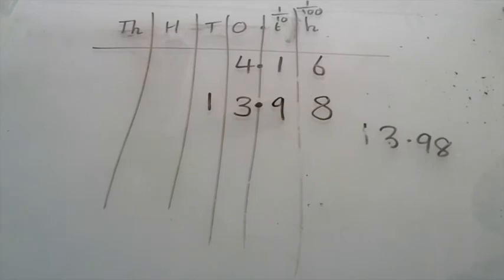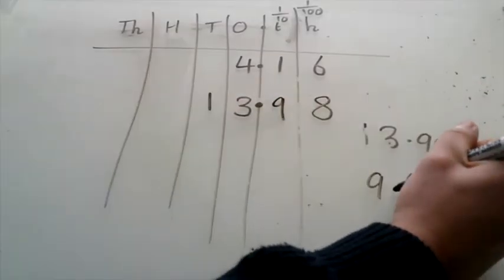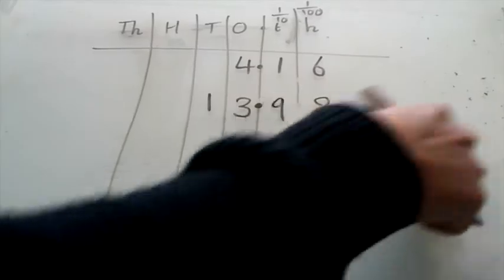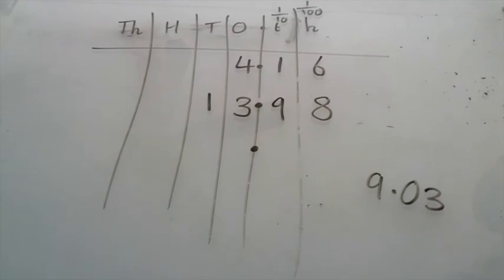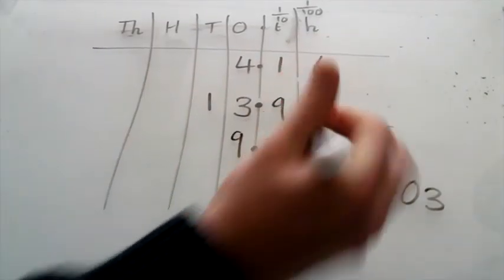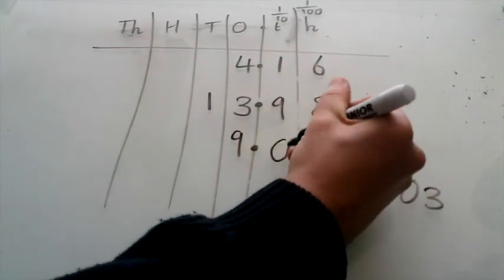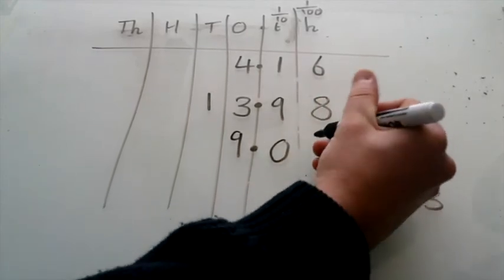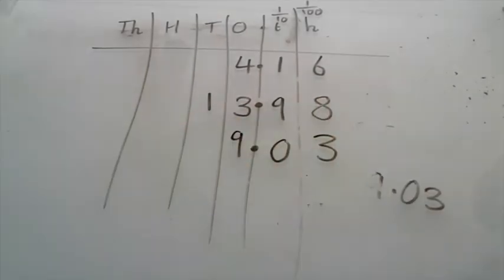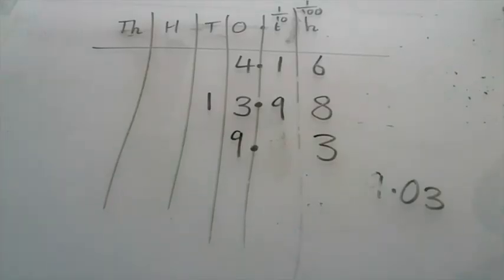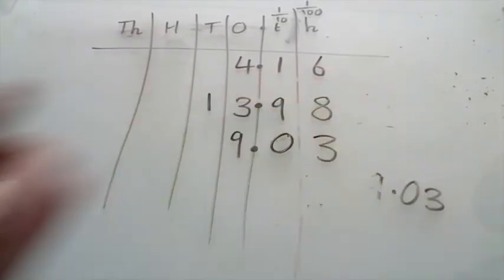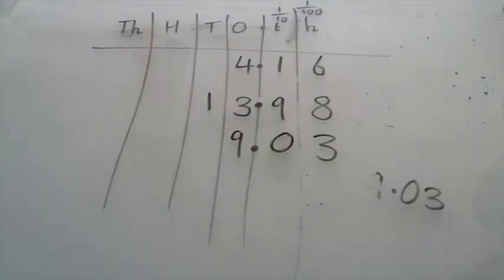Let's do one more. We've got 9.03. So we put our decimal point in. Our 9 is in the ones column. Our 0 is in the tenths column. A 3 is in our hundredths column. That 0 is really important because that's a placeholder. It is saying that there is nothing there. Because if we left that blank, it would look like 9.3, and that's not right because it's 9.03. It's a lot smaller than 9.3.